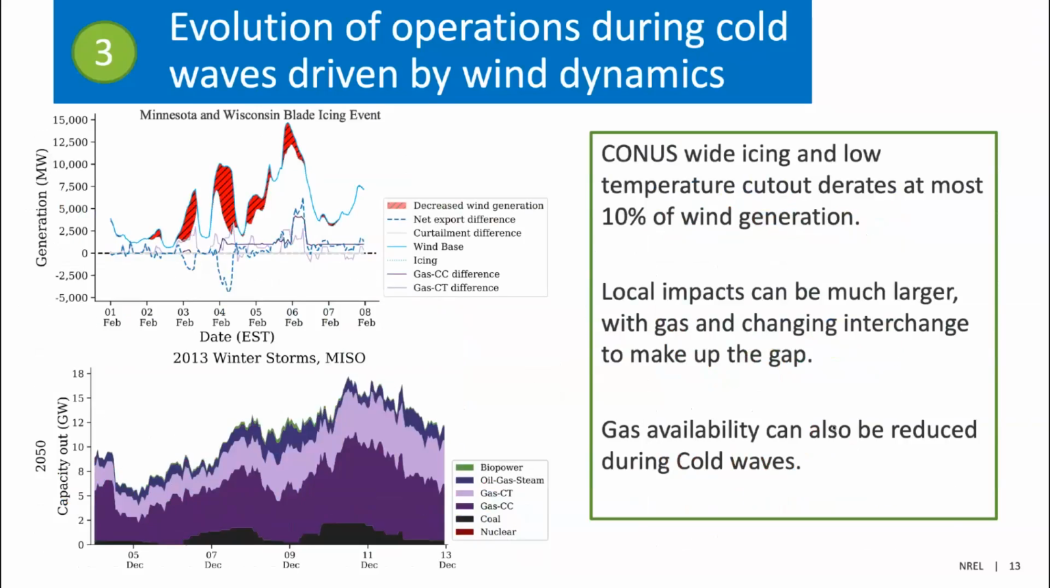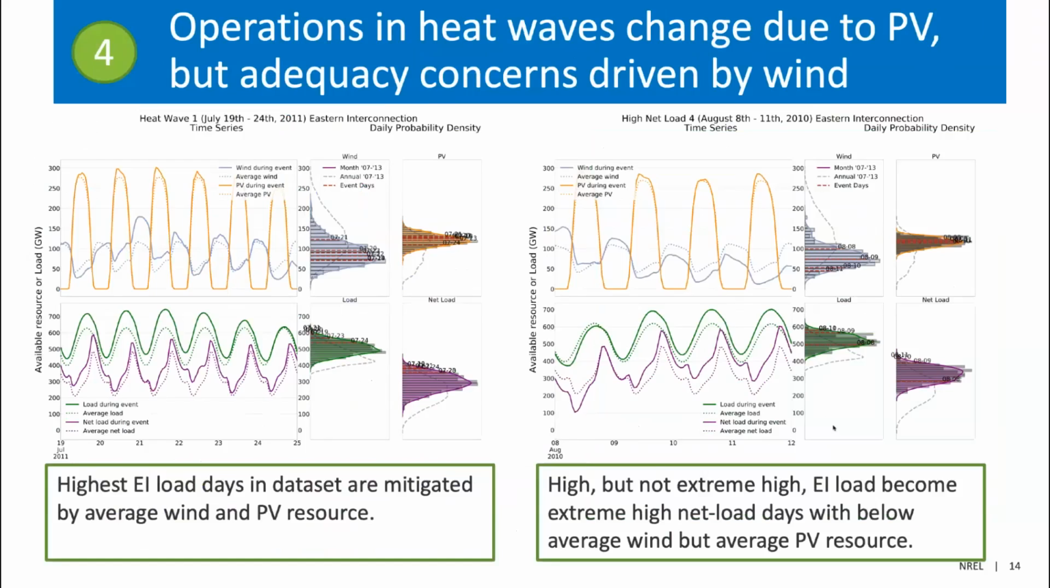Also something we considered was icing and low temperature cutoffs of wind turbines. This is particularly of interest during cold waves. Also gas outages is something we considered here that are also of interest during cold waves. These impacts tend to be local, but they do have to be dealt with, and what we see fills the gaps is changes in the net interchange and gas generation as well.